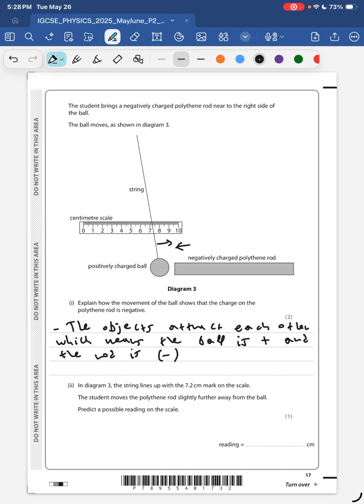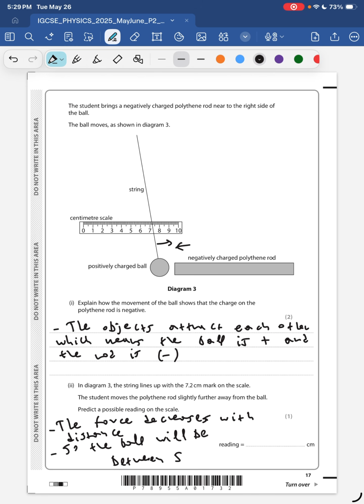Predict the possible reading on the scale. So the force decreases with distance, right? So if it goes further away, the ball will be between 5 and 7.2 centimeters. So let's say 6 centimeters, okay?